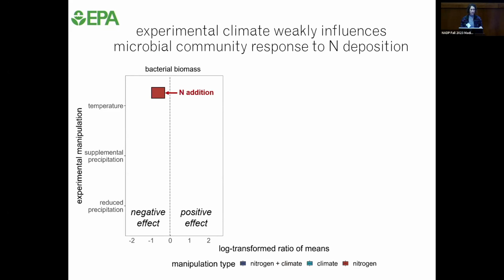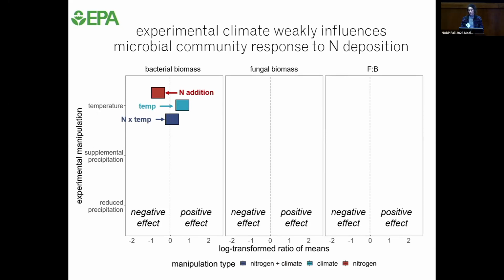I have the temperature, supplemental precip, and reduced precipitation experiments on the y-axis. So let's take, for example, a nitrogen addition experiment where temperature is also manipulated, but these are just the nitrogen ones, we may see a decline in bacterial biomass. However, temperature may actually increase bacterial biomass, as I pointed out in our previous example. And so with the combination of these treatments, we may actually see no significant effect if they somehow cancel each other out.